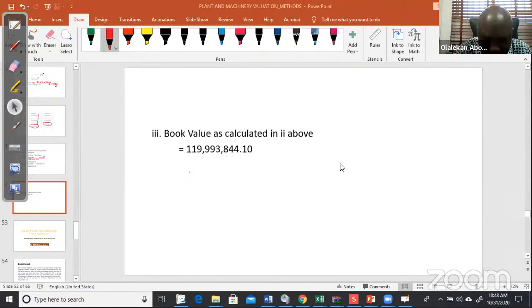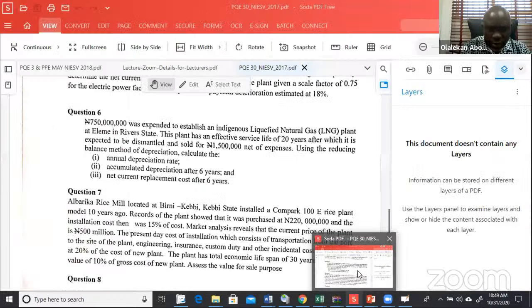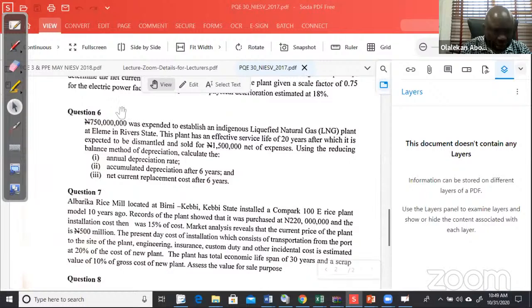Okay, when you are not given scrap value, that's when you use the straight line method only to determine the rate under the reducing balance method. And that type of question is in your study pack and in your past questions. I think it's in your 2018. Since you have been asking questions about that, let me quickly see if I can find that 2018 question. I'll bring it up now so that you can check it.